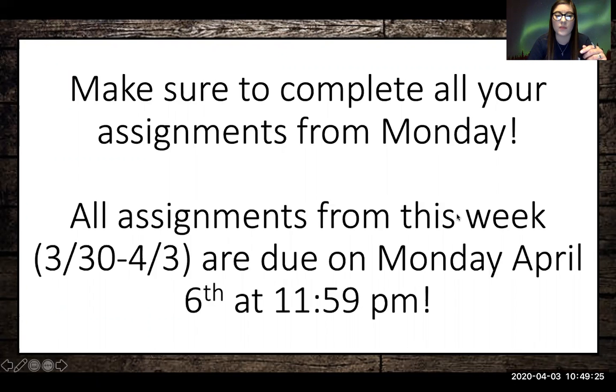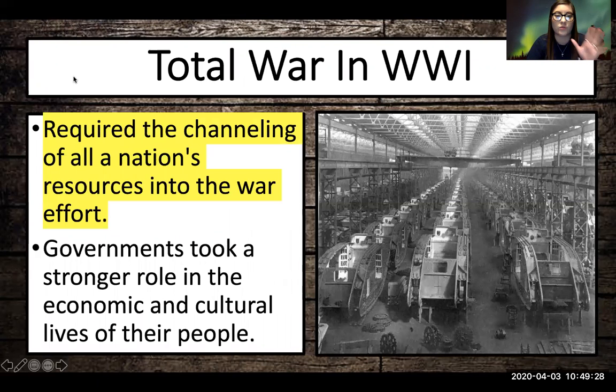Okay, so here we go. So what is total war in World War One? Essentially, total war requires the channeling of all of a nation's resources into the war effort. Governments are going to take a stronger role in the economic and cultural lives of their people. So what this means is factories, for example, had to stop producing non-essential goods. They're not going to be producing luxury goods, articles of clothing, furniture, all of that.